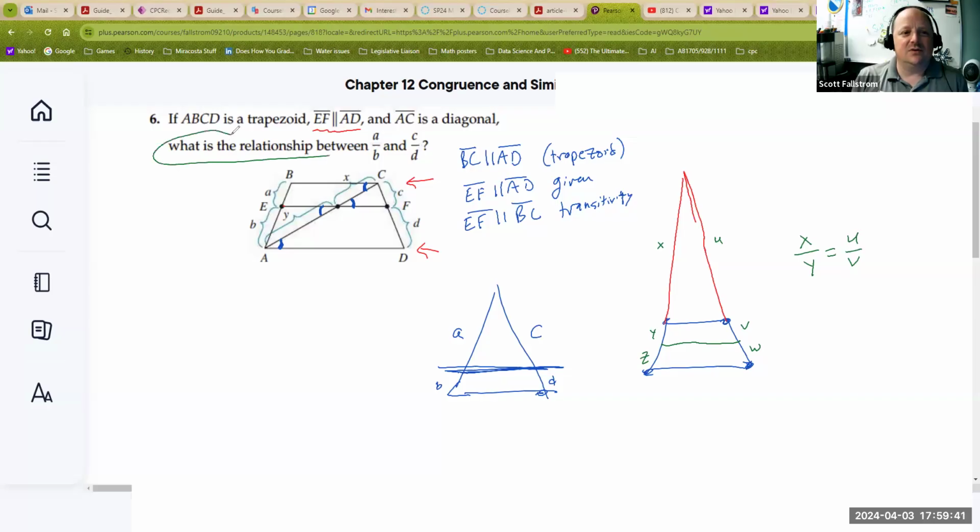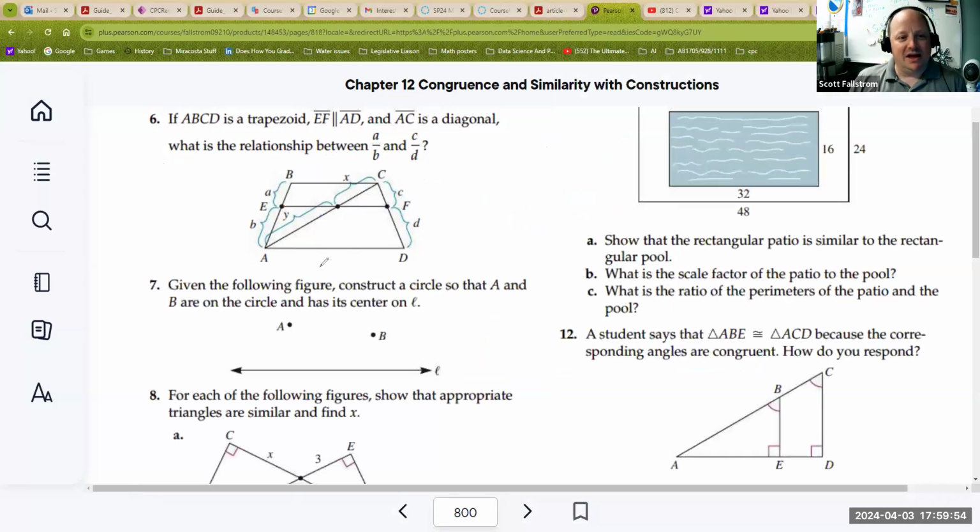So it asks, what is the relationship between A over B and C over D? And what's great is you can now say, I know the relationship between those. Okay. Once again, they seem to have complicated this by adding in X and Y, which does not appear up here.